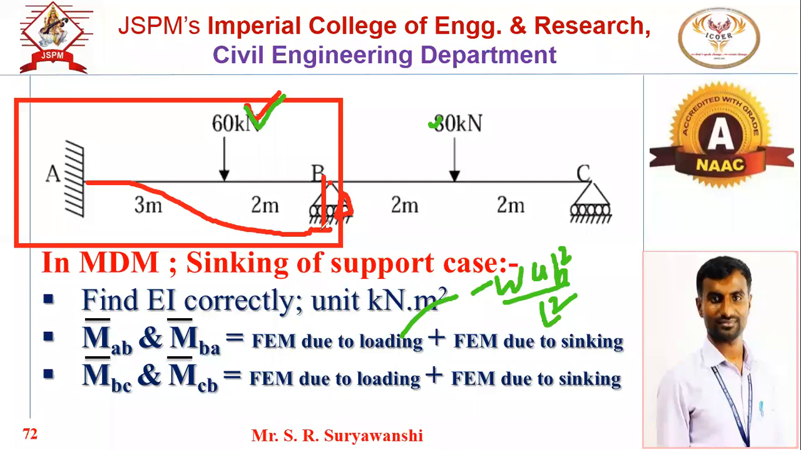So fixed end moment here will be due to two parameters. First, due to the loading condition. Second, due to the sinking of support or the settlement. Now tell me, what is the fixed end moment due to the sinking of support? Either it will be plus or minus. Next, fixed end moment due to the sinking. So for this AB member, what is the value? Option A, plus 6 EI delta by L square. Option B, minus 6 EI delta by L square. Option C, WL by 8. Option D, none of the above.